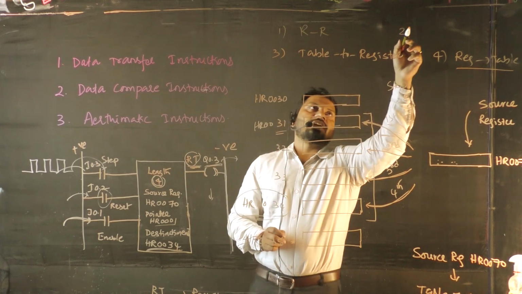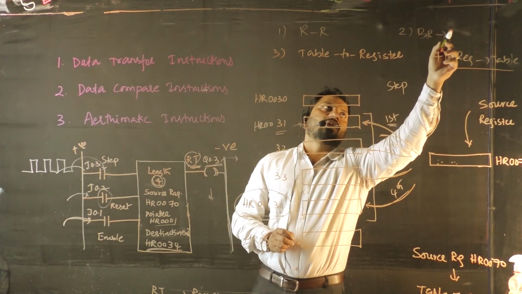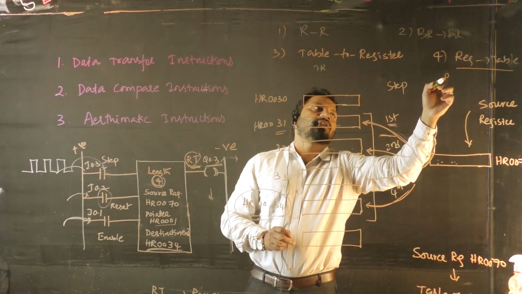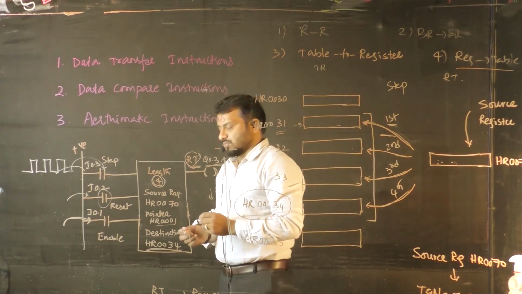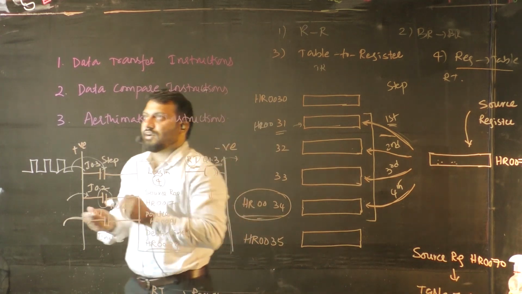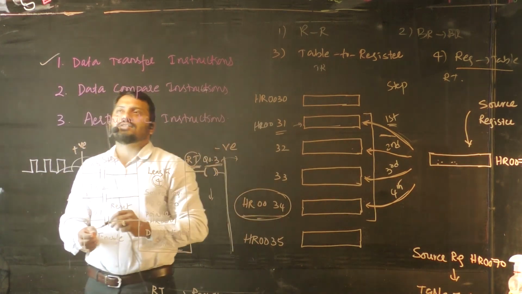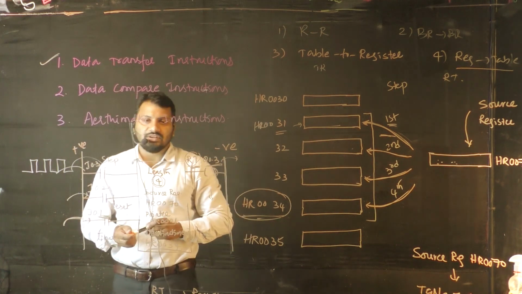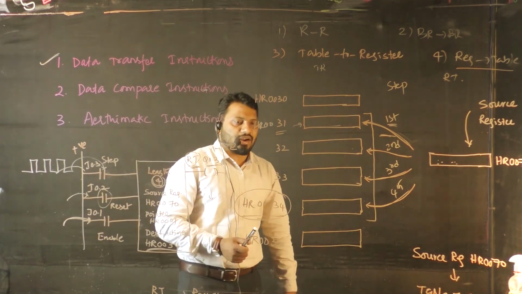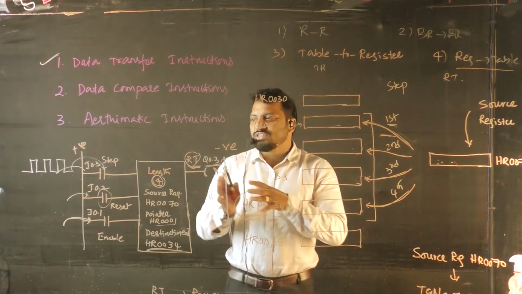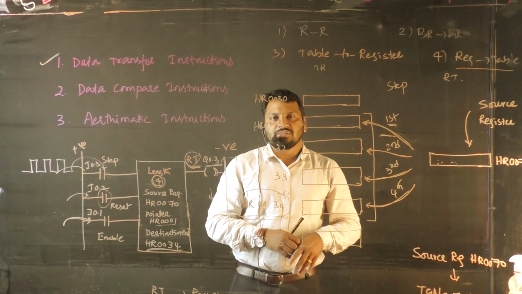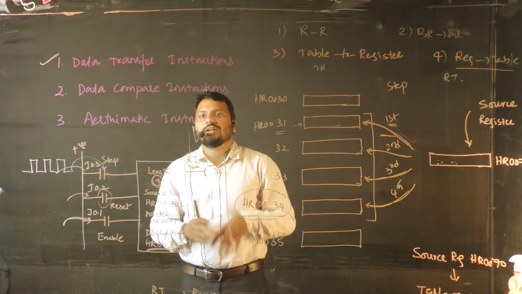Right? The second one, block register to block registers, the third one table to register, and the fourth one register to table data transfer. That is how by the end you can complete this. You have completed this particular data transfer instruction. These are the 4 types of data transfer instruction. You can use these particular rungs while writing the program for any process, depending upon the requirement.